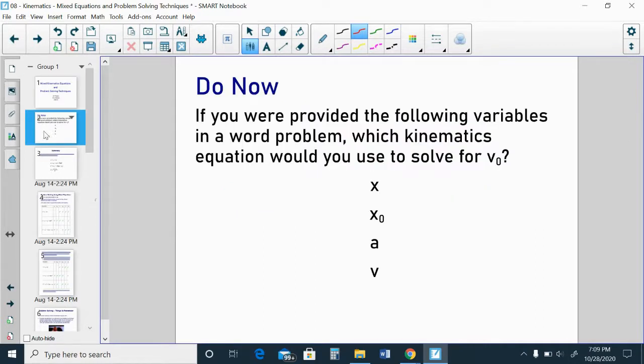In this lesson I'm going to go over some problem solving techniques when you're faced with a word problem using a combination of kinematics equations. As a quick do now, if you were provided the following variables in a word problem, which kinematics equation would you use to solve for initial velocity? The variables that you are given would include final position, initial position, acceleration, and final velocity. So if you knew these variables and you had to solve for initial velocity, which equation would you use?